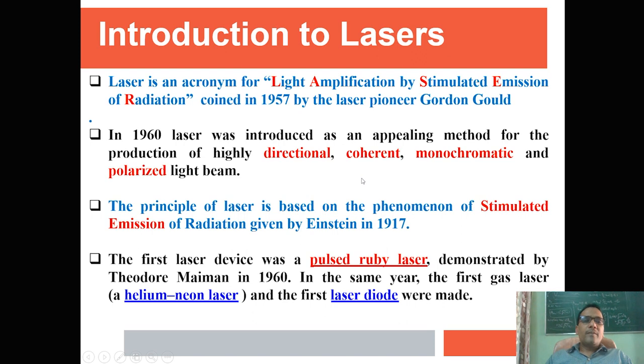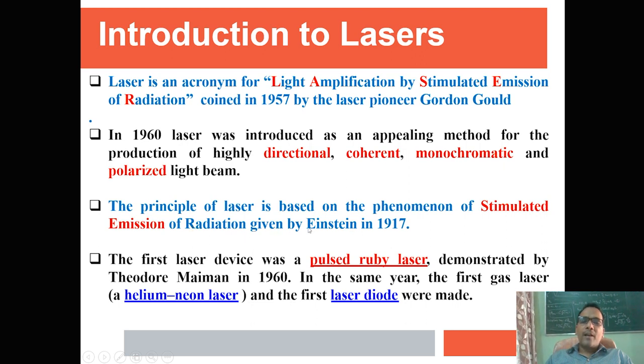Introduction to the laser. Laser is an acronym for light amplification by stimulated emission of radiation. This was first coined in 1957 by laser pioneer Gordon Gould. In 1960, laser was introduced as a method for production of a highly directional, coherent, monochromatic, and polarized light beam. The principle of laser is based on the phenomenon of stimulated emission of radiation.